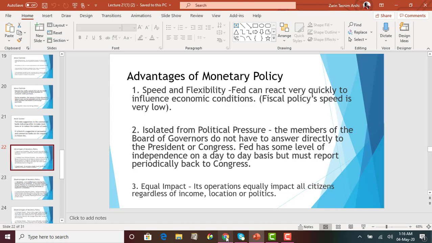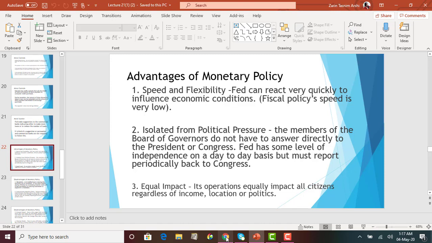It is also isolated from political pressure. Okay, like fiscal policy, Republicans, they don't like taxes, they will probably lower taxes. Democrats, they like higher taxes, they will probably increase taxes. Their policies are motivated by their political agenda, but monetary policy is not motivated by political pressure, because the Fed is a kind of independent body. It is quasi private, quasi public, and it does not have to report its daily activities to the Congress.